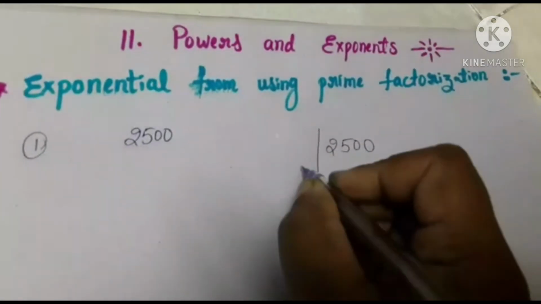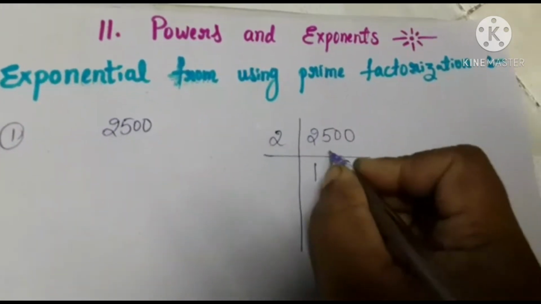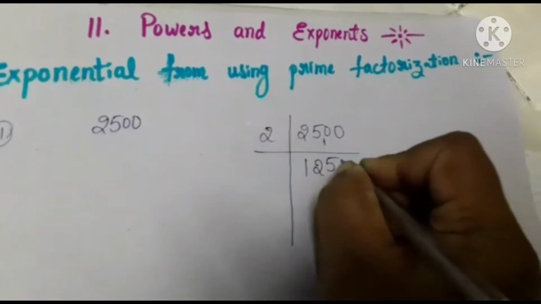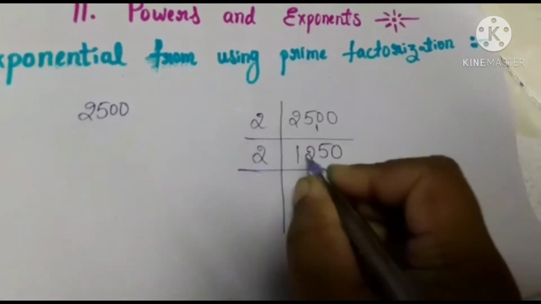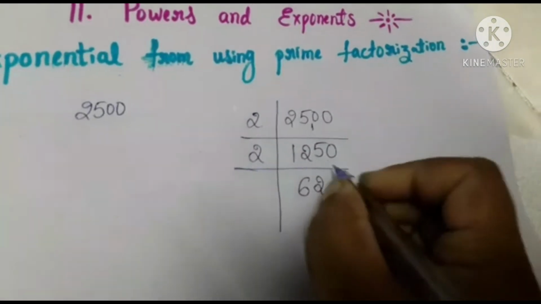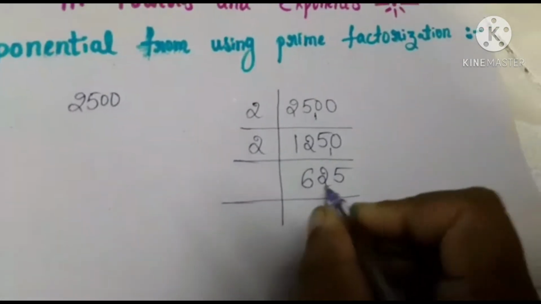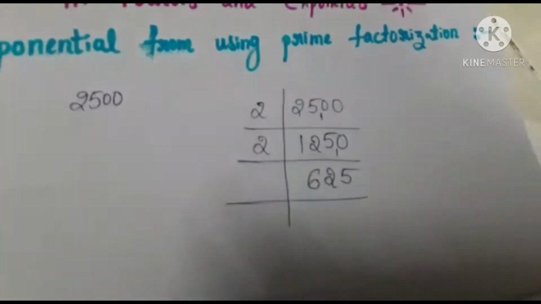Now 2500. What is the first prime number? 2. You take 2. 2 1s are 2. 2 2s are 4. Carry 1. 2 5s are 10. 0. Now 2 6s are 12. Now 2 2s are 4. Carry 1. 2 5s are 10. So 625 divided by 2 is not possible.